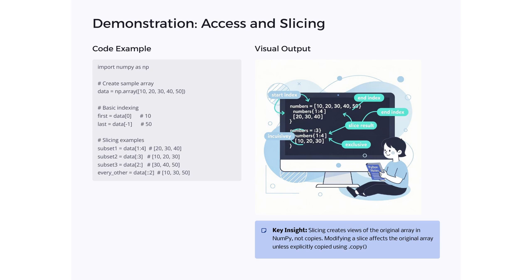Using NumPy, access elements with indices. data[0] gives 10, data[-1] gives 50. Slicing examples include data[1:4] for 20, 30, 40, data[:3] for 10, 20, 30, and data[2:] for 30, 40, 50. Note: slicing creates views, not copies. Changes affect the original array unless .copy() is used.